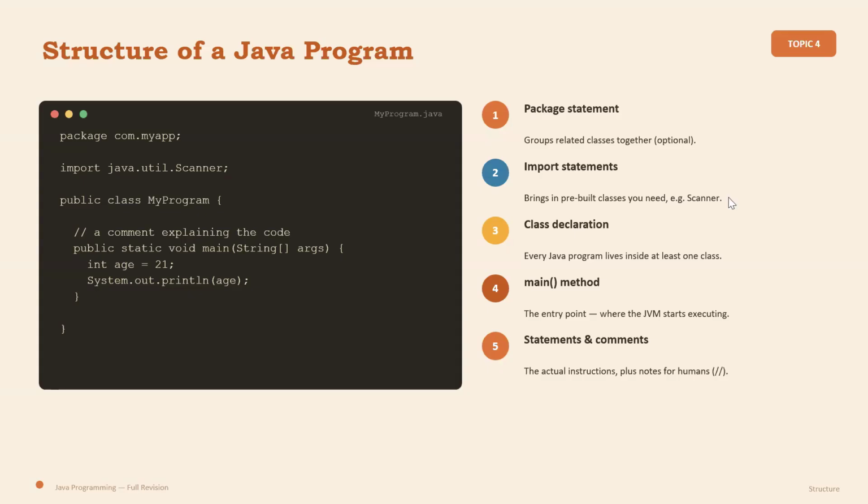Next, we have the structure of a Java program. Think of a Java program like a house. Just as a house has different parts such as roof, walls, doors, and rooms, a Java program also has different sections that work together. Here you can see a simple Java program that is divided into 5 main parts.